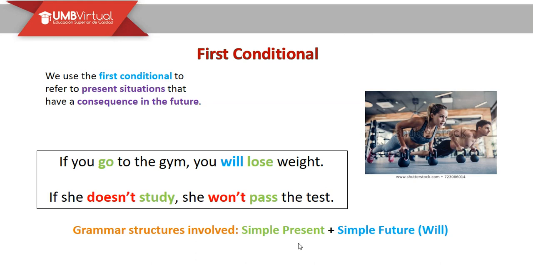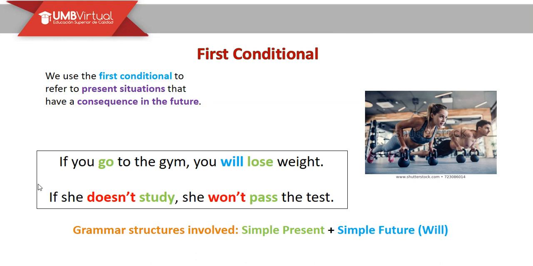we have the use of simple present plus simple future with the use of will. If you go to the gym, you will lose weight. If she doesn't study, she won't pass the test. Right there, in both example sentences, we have the use of simple present for the condition, and for the consequence of this condition, we have will or won't. It could be positive or negative, but we have to use simple future.